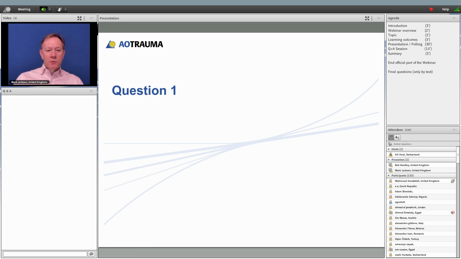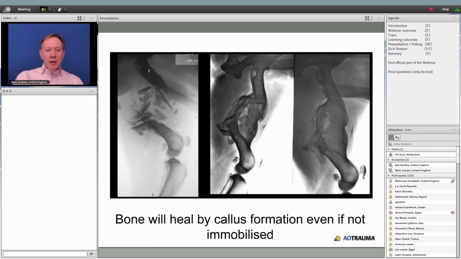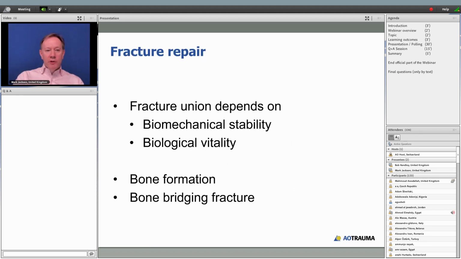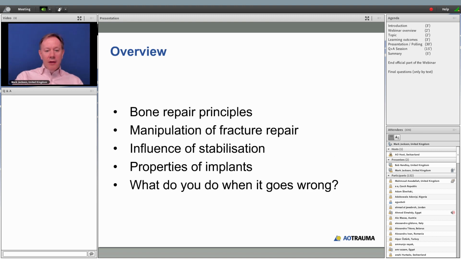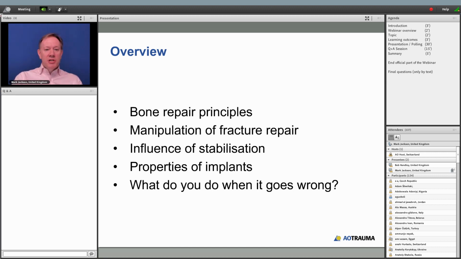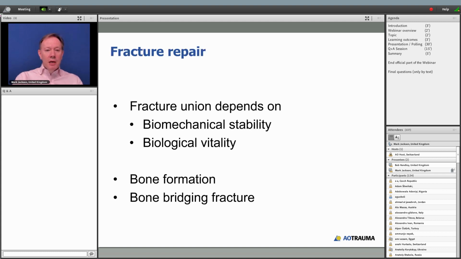So the overview of this talk, we're going to look at the principles of bone repair, how we can manipulate fracture repair, the influence of stabilization on the process and the properties of various implants, and importantly, how do you change this if the process hasn't proceeded smoothly and it's gone wrong. So let's talk a little bit about what happens.